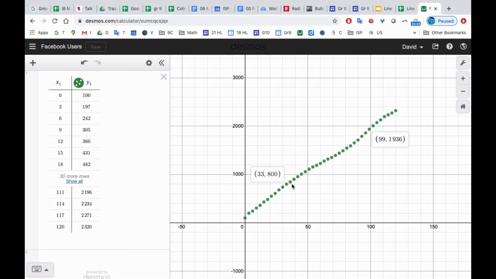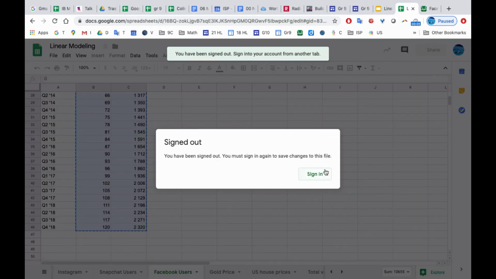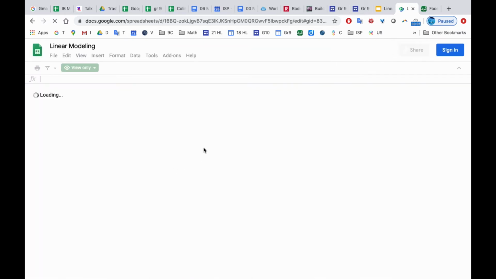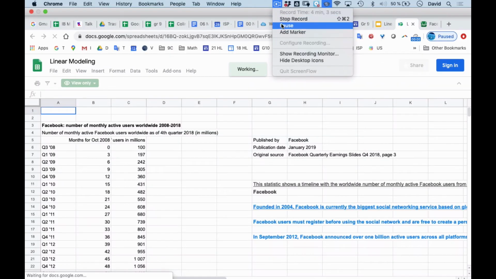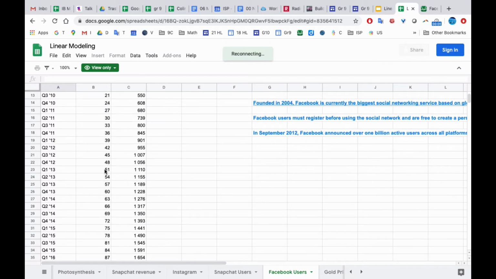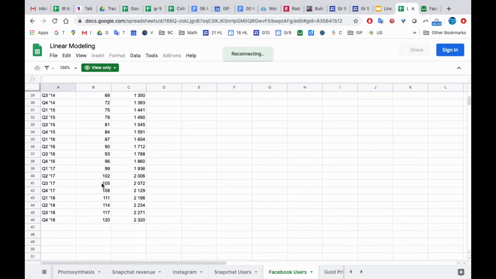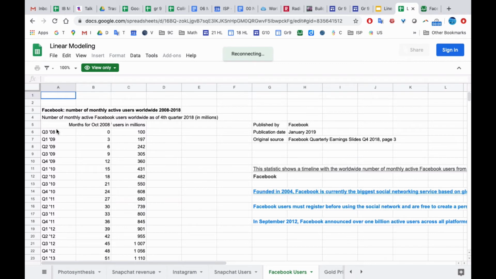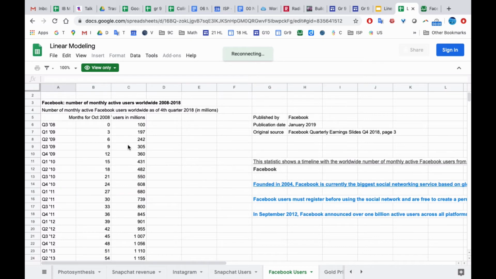Okay, so what I'm going to do here, I have Facebook. If I look at my data set, I know that I'm no longer signed in, apparently. When I have my Facebook account, I have months from October 2008. So this is October 2008. This is 3 months from October 2008, which is going to be January 2009. And these are millions of users, 100 million users, so on and so forth. And so these are all my dates. And so my X value is months from October 2008. And my Y value is millions of users.